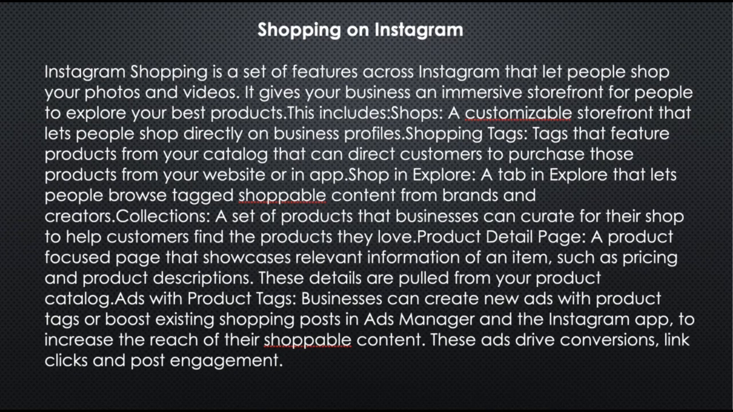Shopping tags, tags that feature products from your catalog that can direct customers to purchase those products from your website or in-app shop. Shop in Explore, a tab in Explore that lets people browse tagged shoppable content from brands and creators. Collections, a set of products that businesses can curate for their shop to help customers find the products they love. Product detail page, a product focused page that showcases relevant information of an item such as pricing and product descriptions. These details are pulled from your product catalog.